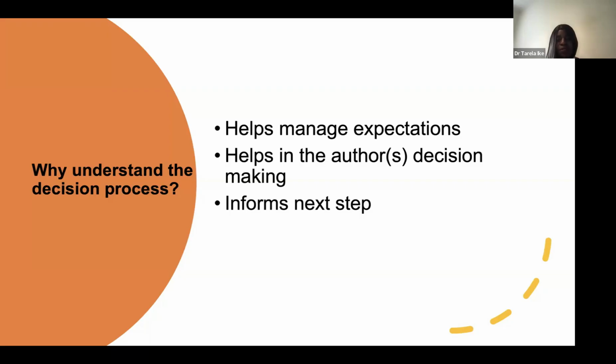And it also helps in your decision making. So, for example, if a journal were to give you a major revision and you don't quite agree with what the reviewers are saying, then you can make that informed decision to withdraw your paper. So it's not mandatory that you must revise and submit. The ultimate decision is just whether or not you want to go through the process.